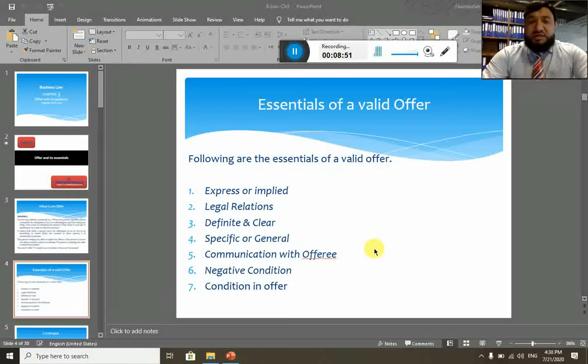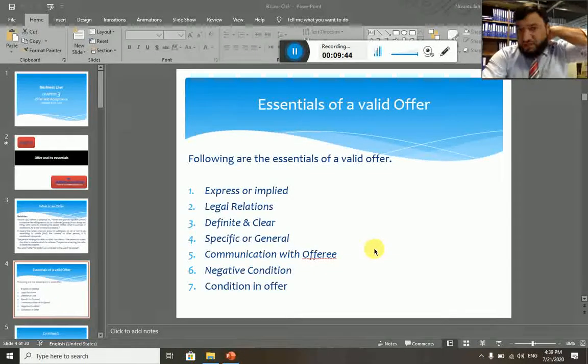The second thing is implied. An offer could be implied. Implied means action. For example, you enter a barber shop and you sit on the seat where the barber seats people in order to cut the hair and shave the beard, etc. When you sit on the seat of the barber, basically you are making him an offer that I want to cut my hair. But you don't say that, you show it by action. And when he starts cutting your hair, that's his acceptance.